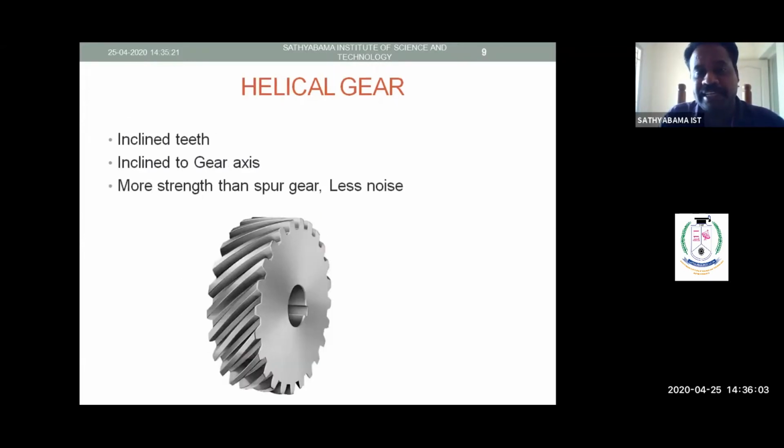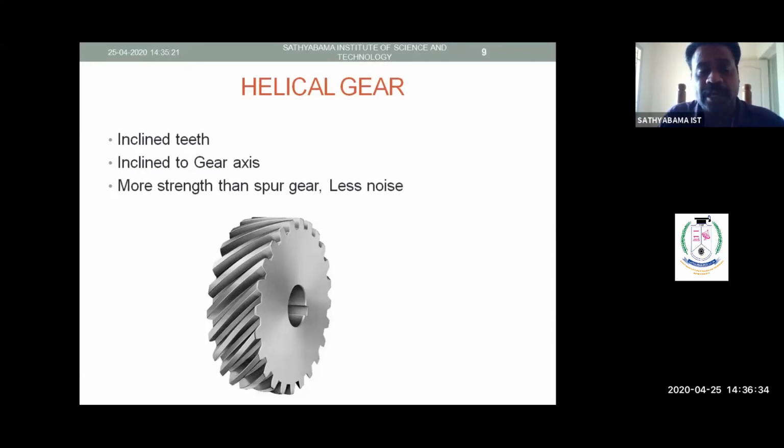Next comes helical gears. You just see the teeth, now they are inclined. That is called inclined to the gear axis. Compared with the spur gear, the helical gears give more strength, less noise, right? Like our refrigerator, we are using compressors. Rice mill also we are using compressor. But in the rice mill we hear more noise, while in the refrigerator we hear less noise. Why? Because in the rice mill we are using a reciprocating compressor, and here we are using a rotary compressor.